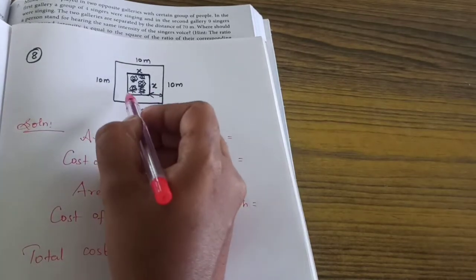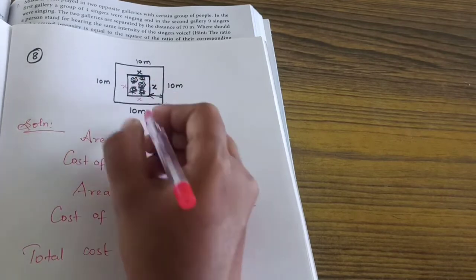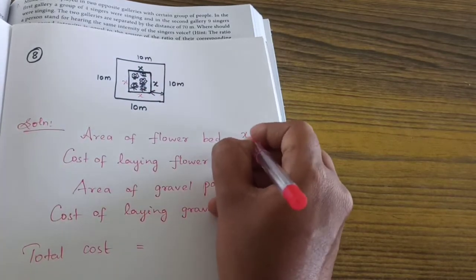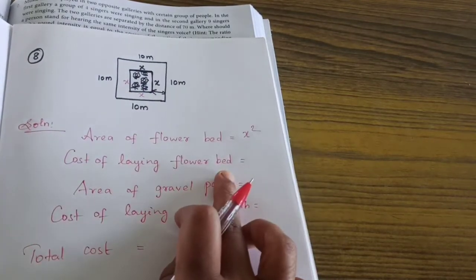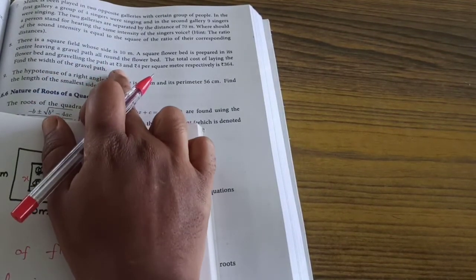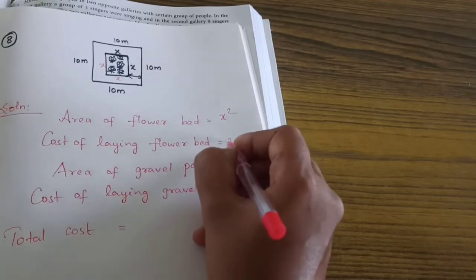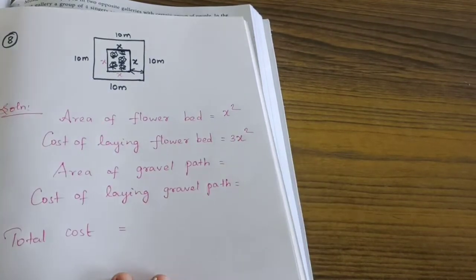What is the area of the flower bed? Since the side is x, the area of the flower bed is x square. So what is the cost of laying the flower bed? For 1 meter square, what is the cost they gave in the question? 3 rupees. So here how many meter square? X square. So 3 into x square, that is 3x square.